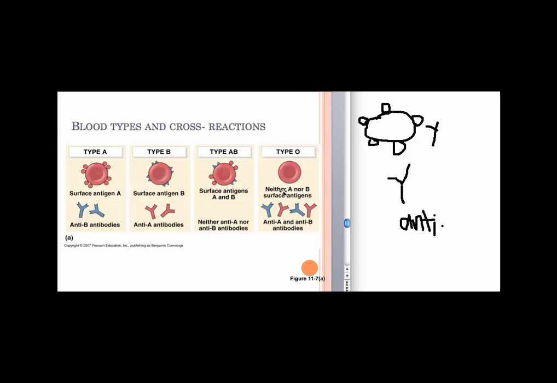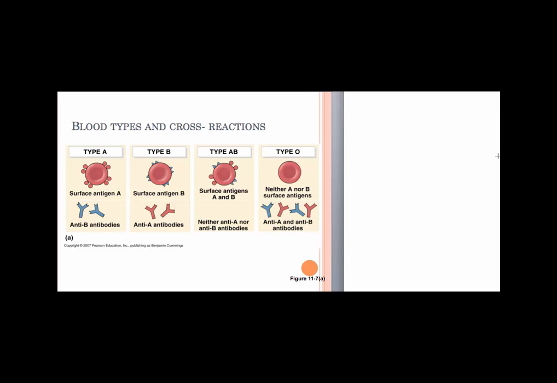Now, if I don't have any antigens at all, why is it then that I would produce anti-A and anti-B antibodies? Yes, you are correct. We don't have any surface antigens, meaning that if we bring any blood into this body, we're going to start attacking it because we only want blood that does not have anything. Very good.